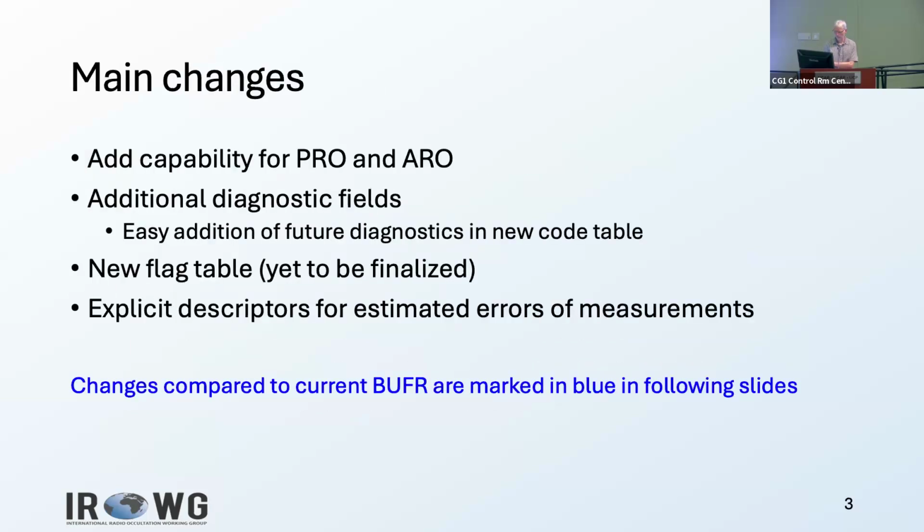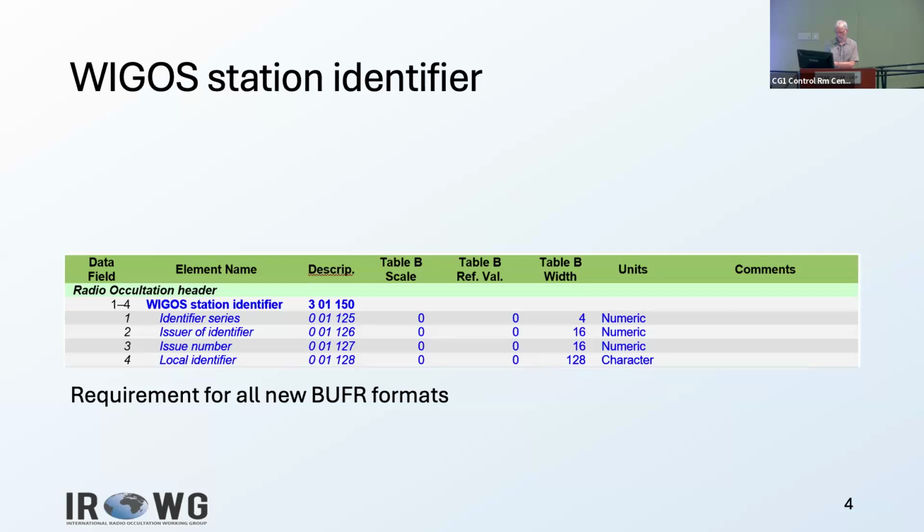The main changes that we propose are the capability for the polarimetric RO and the airborne RO. There are some additional diagnostic fields, and it's made in a way so it's easy to add future diagnostics in a new code table. We want a new flag table. It's yet to be finalized. I'll come back to that later. There are some explicit descriptors for estimated errors of measurements, which are replacing the current RMS descriptor that is in the BUFR. The changes compared to the current BUFR are marked in blue in the following slides. I'll go through some of those, or maybe most of those. Not in detail, but just so that you get an overview of what it is.